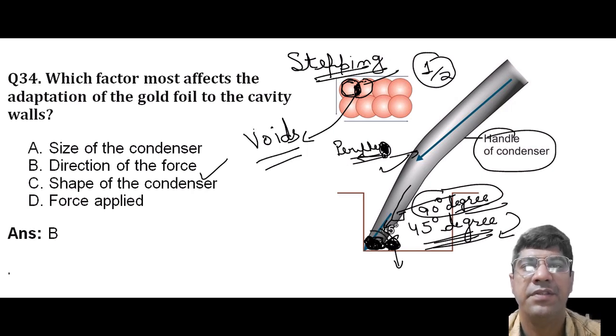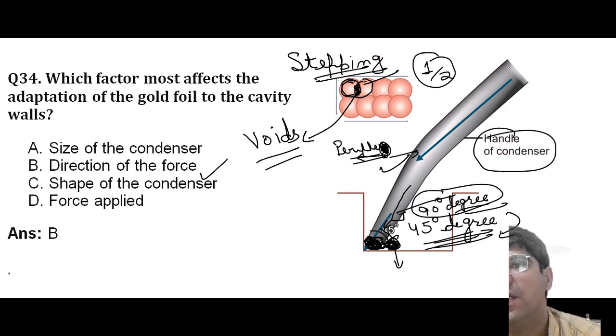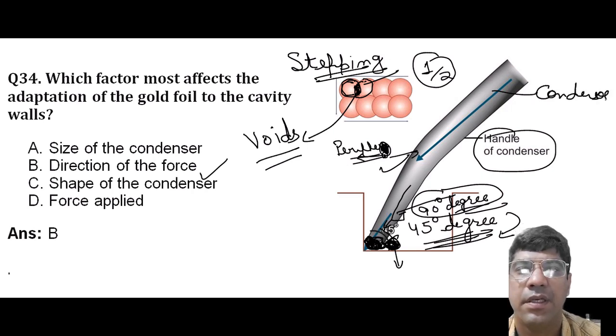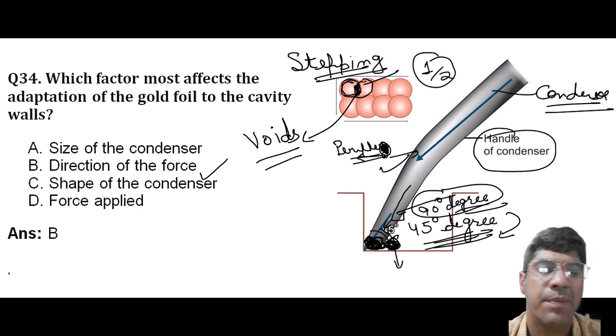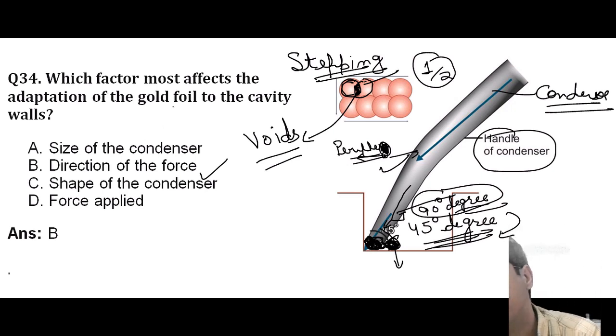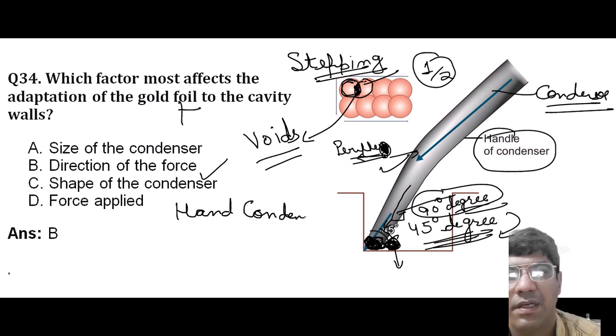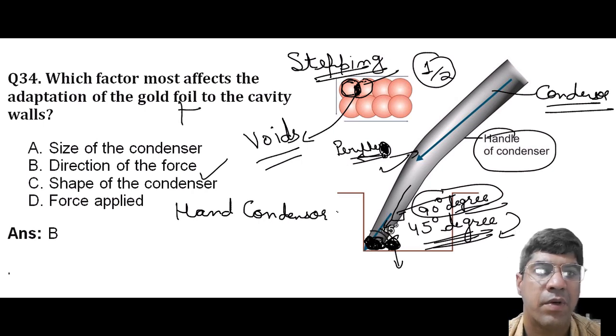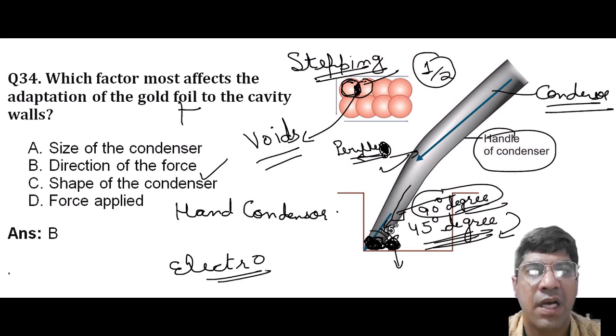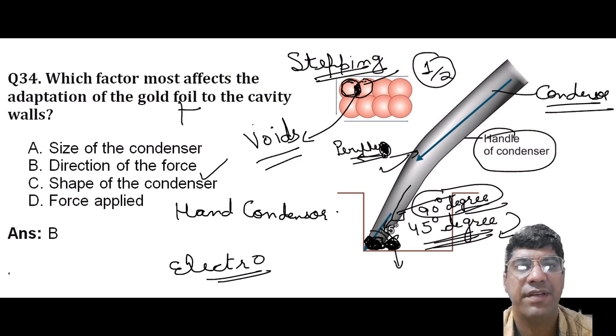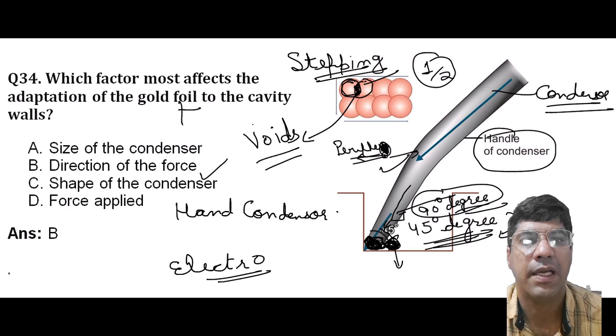So condensers are the instruments that are used in delivering the forces of compaction to the direct gold. So this one is the condenser. There are two types of condenser, you have to remember that. One is the hand condenser and the other is the electro condenser. The hand condensers are used with a hand mallet. They have a long shank, whereas the condensers for the electro mallets have a short shank that fits into the malleting handpiece, and they are used with the electro mallet.